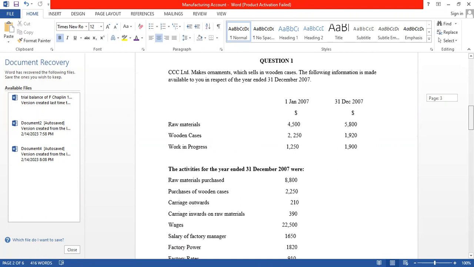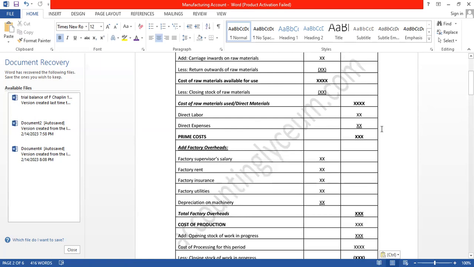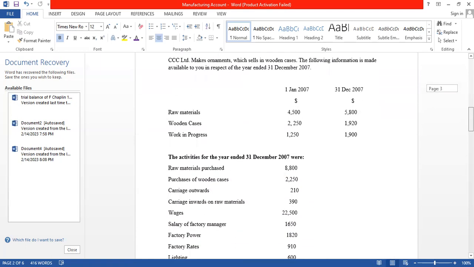The question that we have says 3C Limited. I'm going to say 3C because I don't want to say CCCC. So 3C Limited makes ornaments which it sells in wooden cases. The following information is made available to you in respect of the year ended 31st December 2007. So all the information that we're going to put here on the format of the manufacturing account comes from this question.